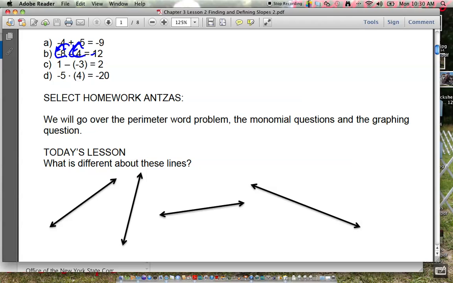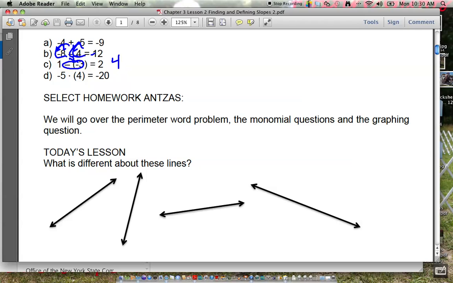All right, what about 1 minus a negative 3? Is that 2? Is 1 minus negative 3 2? Rena, what do you think? No. What should it be? 4. That's right. Very good. Circle, change the sign: 1 plus 3 is 4.